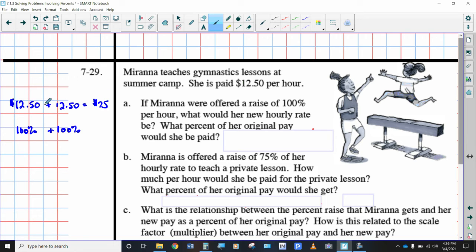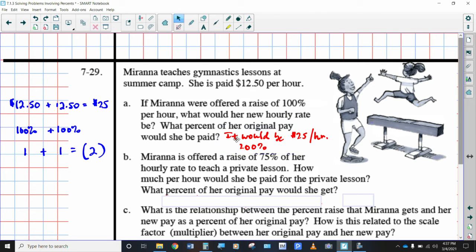So what is our multiplier here? It's got to be 100% plus an additional 100%, which means the multiplier should be the number 2. So her new salary would be $25 per hour, and this is 200% of the original, right? 100% plus 100% gives you 200%, and with our multiplier, you multiply 1250 times 2, you're going to get $25.